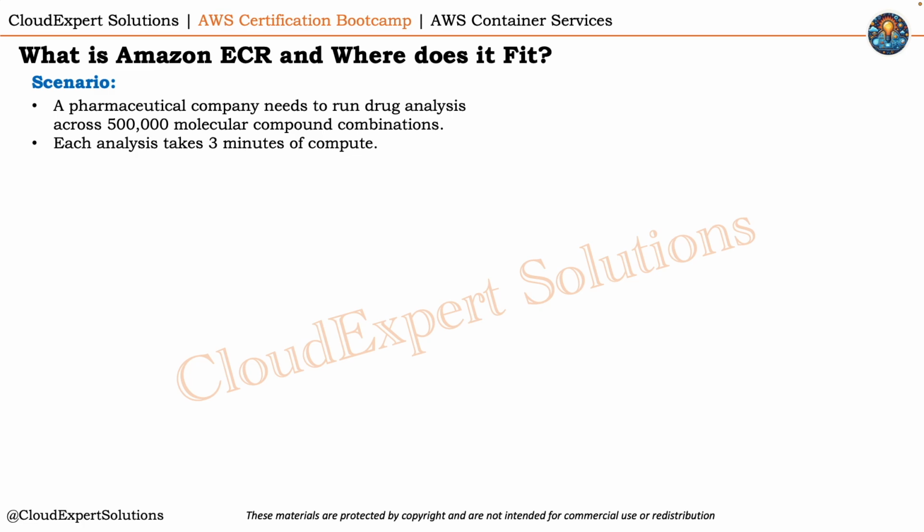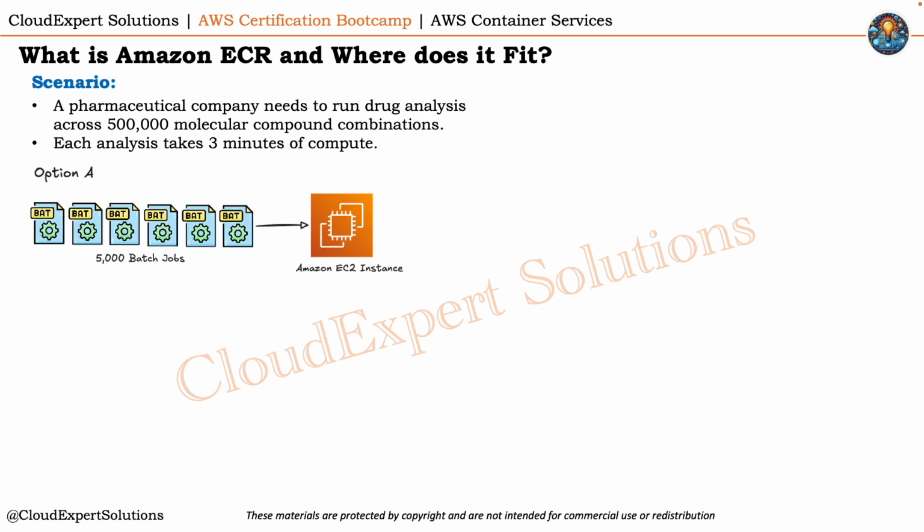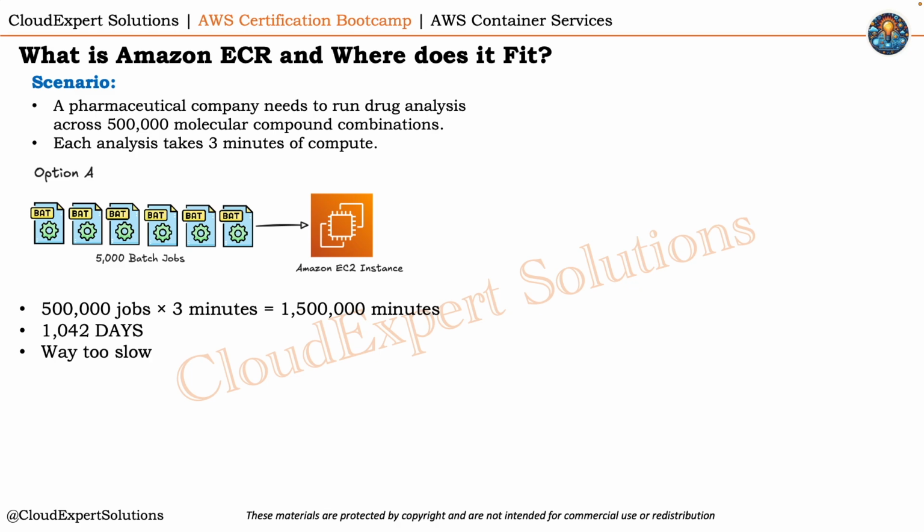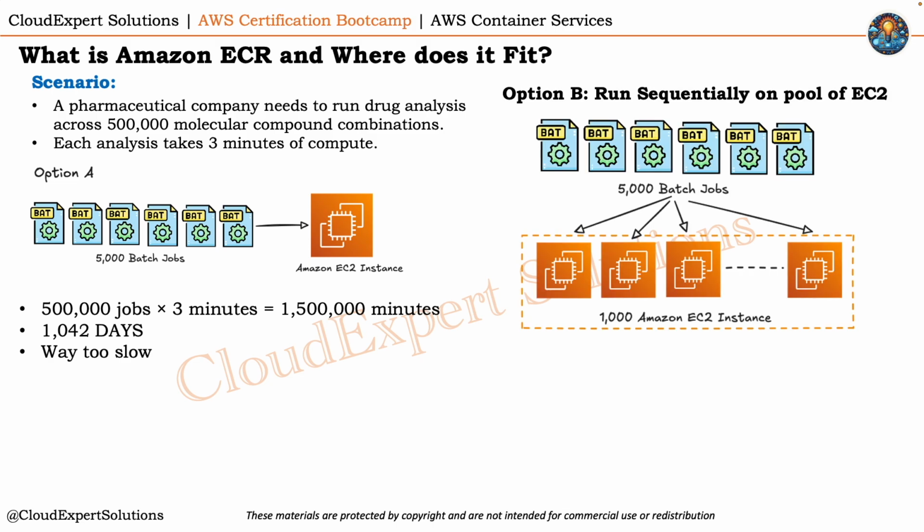You have different options. Option 1 is running these jobs sequentially on a single EC2 instance. Then you have 500,000 jobs, each with 3 minutes would take over 1,000 days. It will be way too slow and obviously not a viable option. Alternatively, you can run on a pool of 1,000 EC2 instances, which will take almost 25 hours.